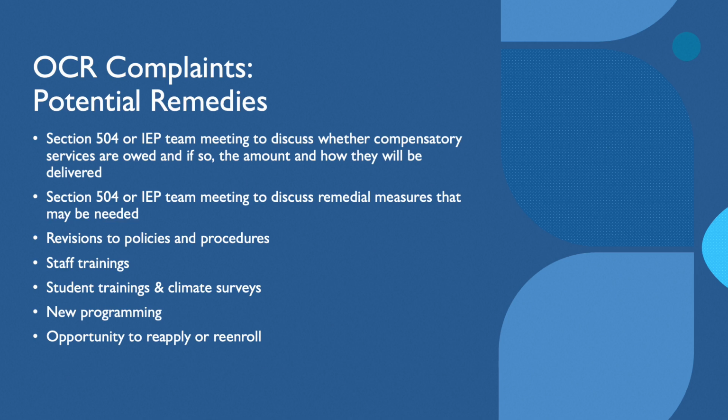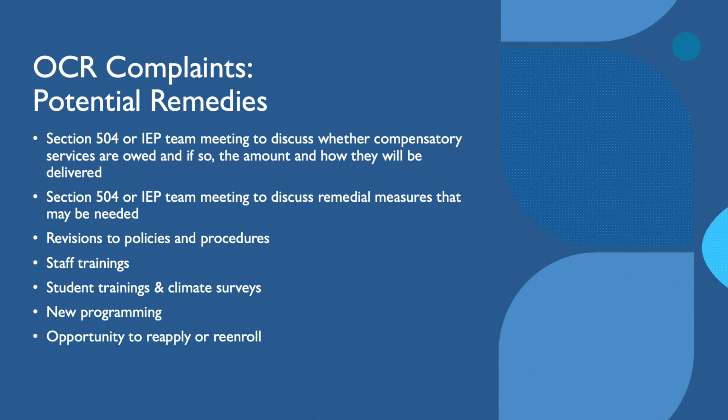If OCR finds violations, there are various potential remedies that might be included in the resolution agreement. They may require that the IEP or 504 team come together to discuss whether compensatory services are owed, and if so, the amount and how they will be delivered. They may similarly require a meeting to discuss remedial measures. They may also require that the team report back to OCR about this meeting and the decision that was reached.